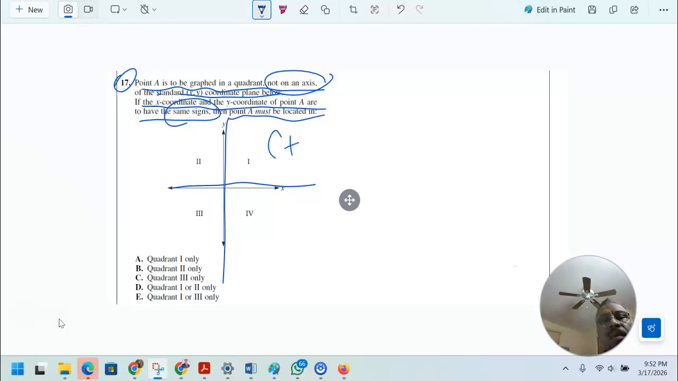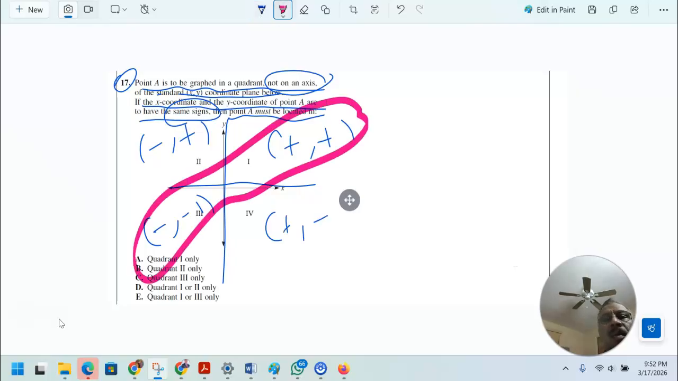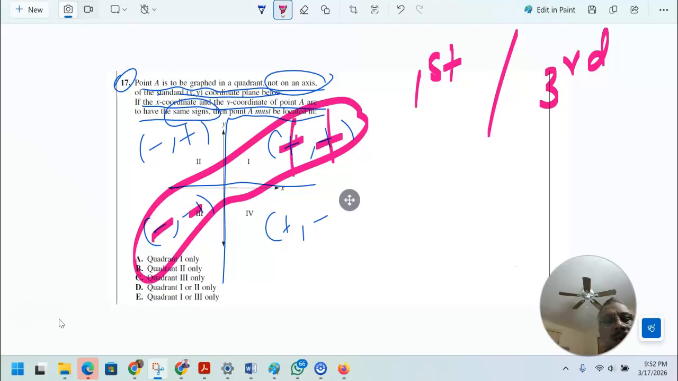Remember, the first one is both plus plus, and the third quadrant is minus minus. This one is minus and plus. This is plus and minus. And clearly you can see that these are the two quadrants. That means the first quadrant and the third quadrant is where they both have either plus plus or both minus. So 1 and 3, that is E, is the correct answer.